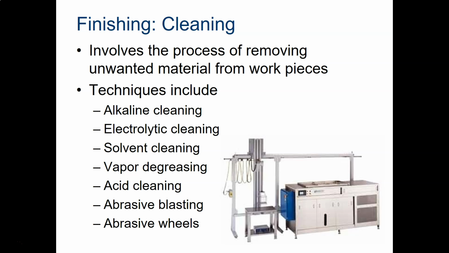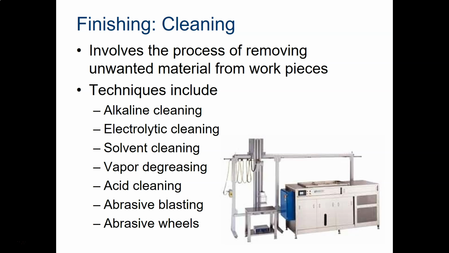Electrolytic cleaning has parts that are soaked in an alkaline solution and a current is passed through it, effectively cleaning the surface. Solvent cleaning has parts that are soaked or sprayed with a solvent that removes oils and greases. Vapor degreasing is a solvent cleaning with the vapors from a boiling solvent solution. Acid cleaning is an acid solution that's employed to dislodge solid dirt deposits from metal surfaces.